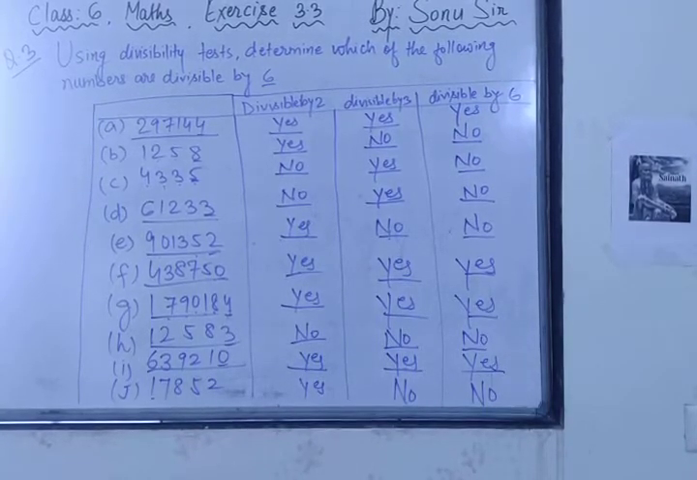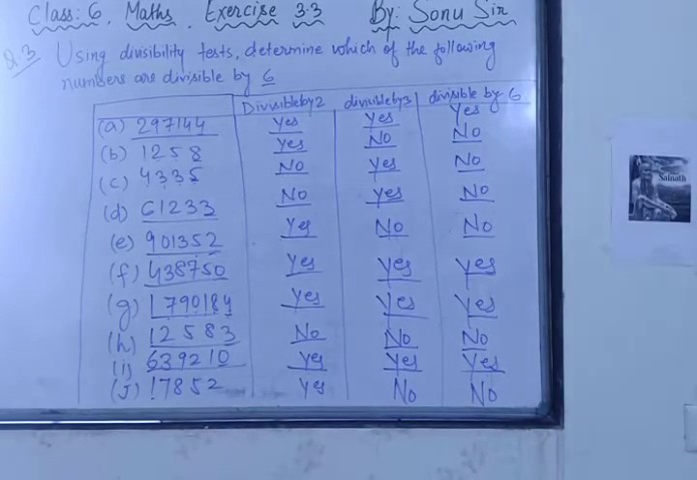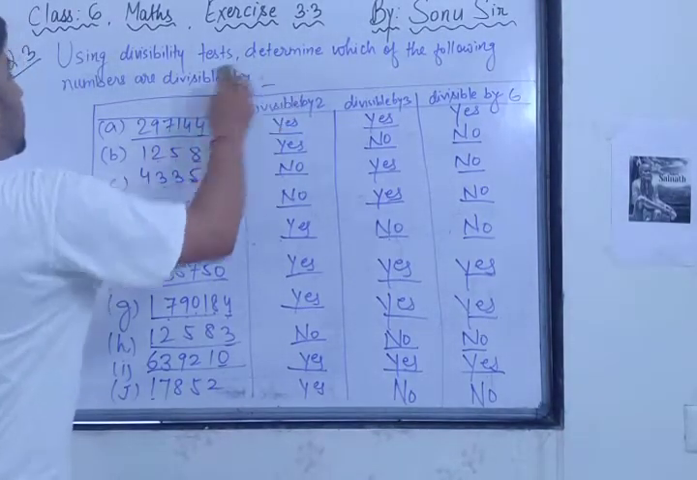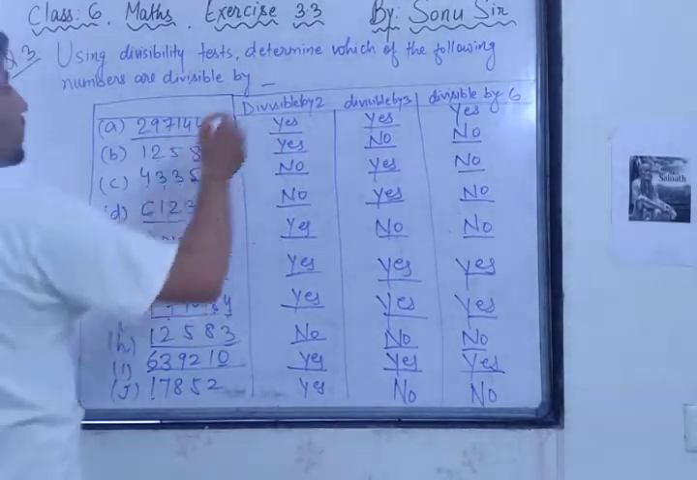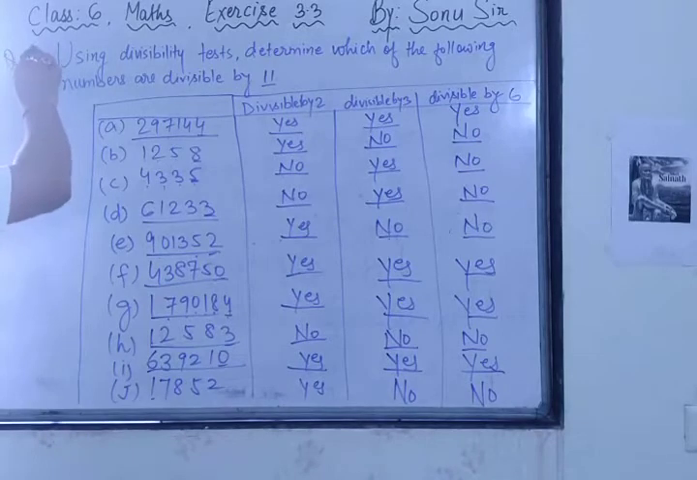So now can we move towards question number 4? In this, we have to use the divisibility test to determine which of the following are divisible by 11. Question number 4 is about 11. Nothing is changed. Here it is just divisibility by 11. Okay, and this is question number 4.